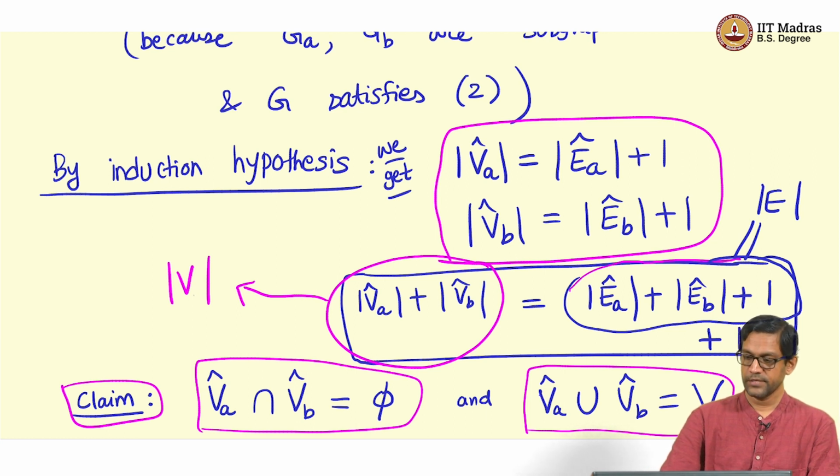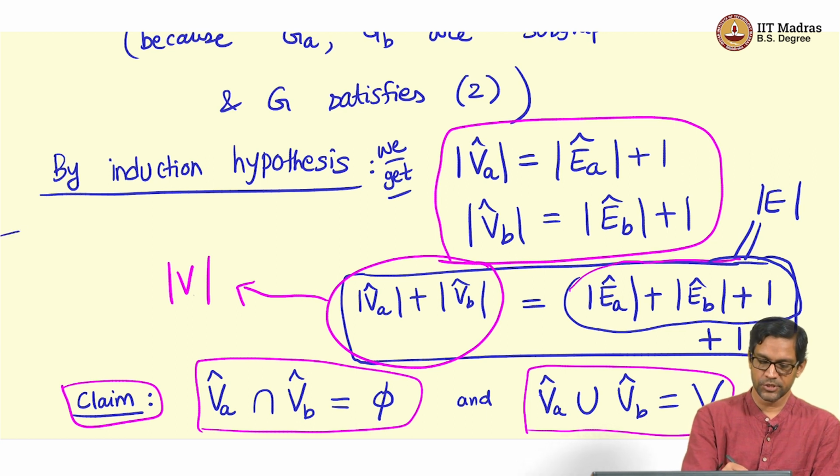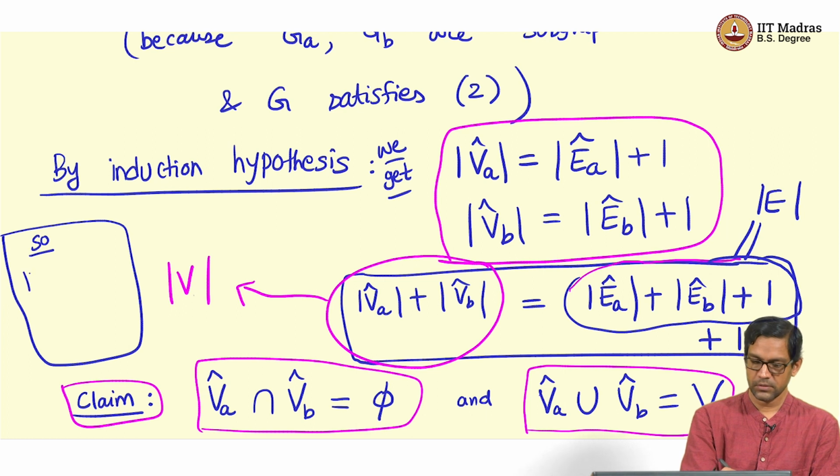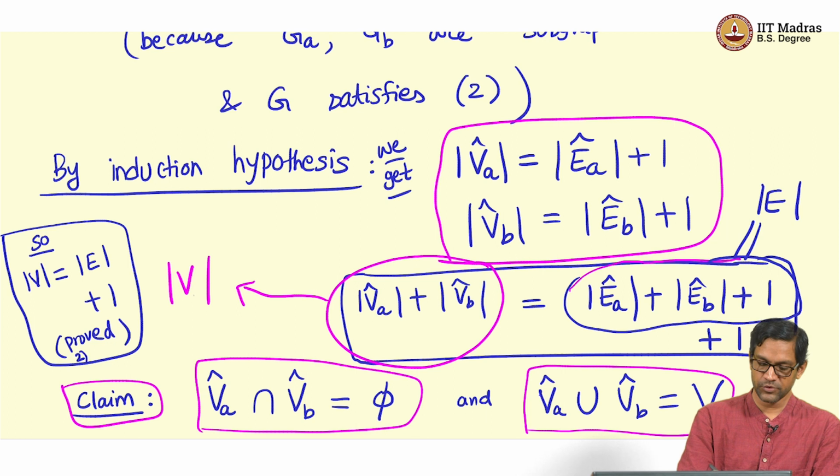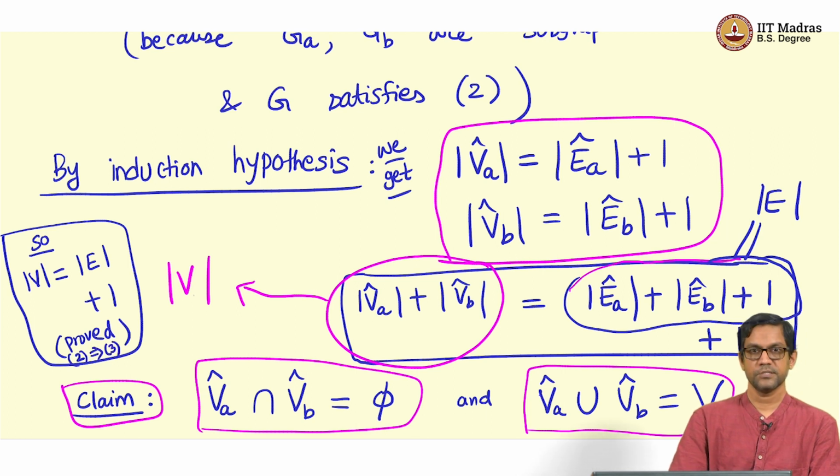So, if we put this together, what have we established? We have shown that the cardinality of V is the cardinality of E plus 1. Okay, and that is exactly what we intended to prove. So, this completes the proof that 2 implies 3. Okay, so, what we have shown is that the statement 2 implies the statement 3.